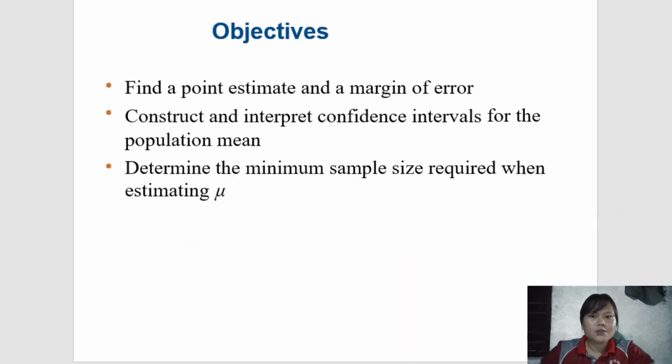So here are your objectives. Basically, if you have gotten to understand how to do the large sample, the next confidence intervals, for example, for small samples and proportions, the process is almost the same. It just uses different tables, but the process is the same. So let's start with our large sample.